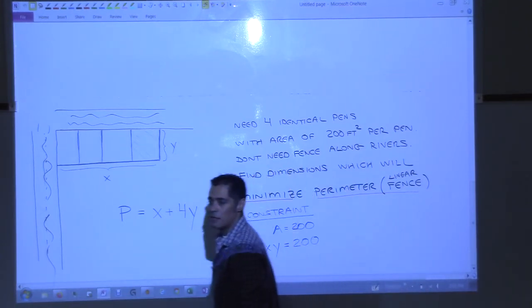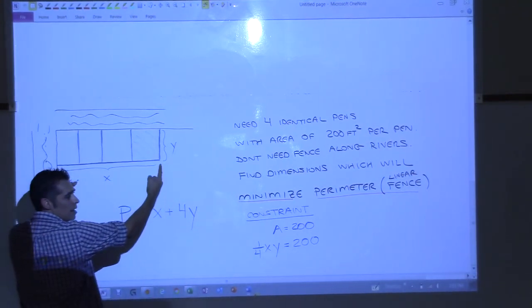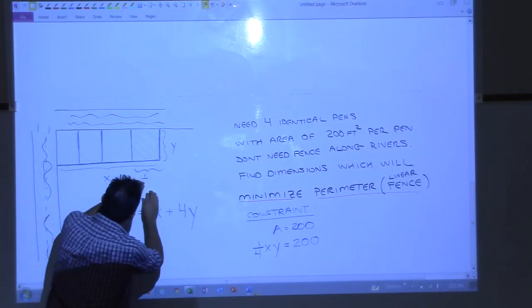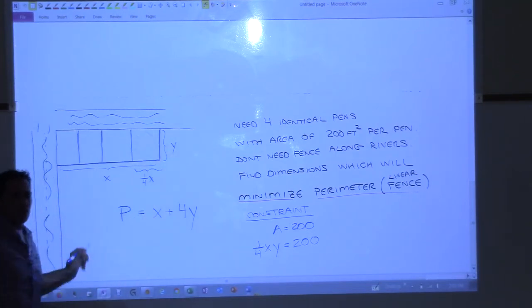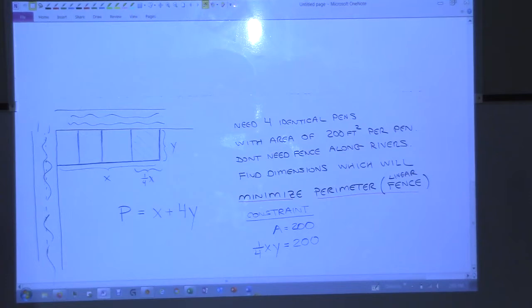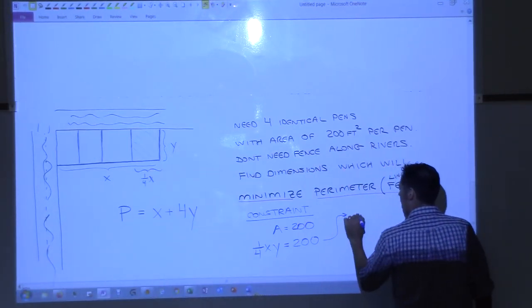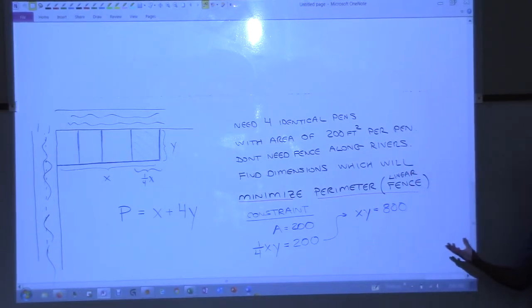Does everyone see that? Be very careful. It's not x times y, because x is this whole distance, right? We've cut this into 4 equal pieces. So from here to here is 1/4 x, right? So 1/4 x times y must be 200. And just to make our lives a little easier, this is the same as saying x times y equals 800, just multiplying both sides by 4. Clears out that fraction. Any questions? Good job, Marcus.